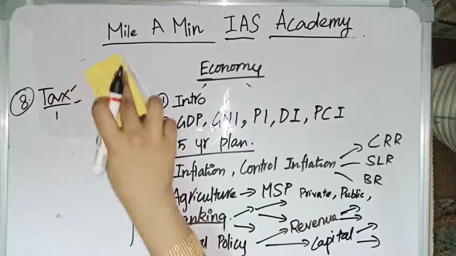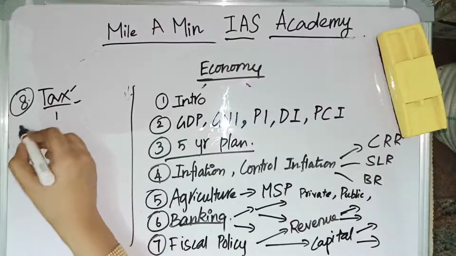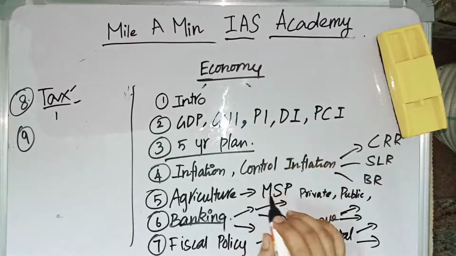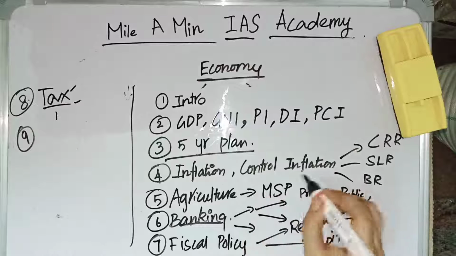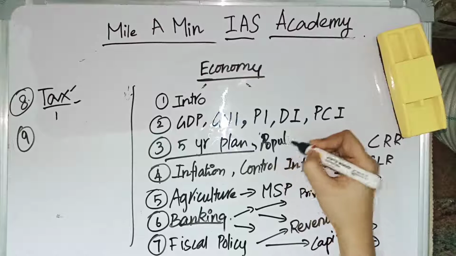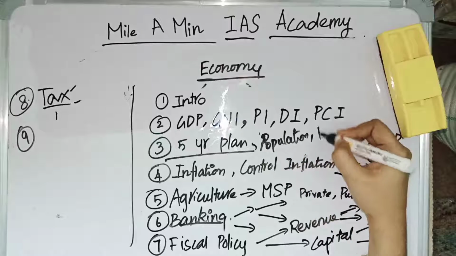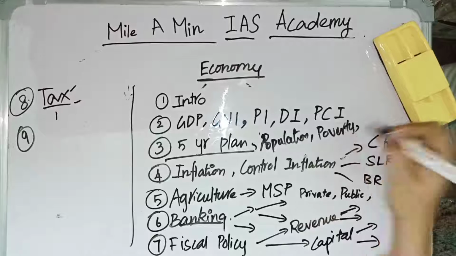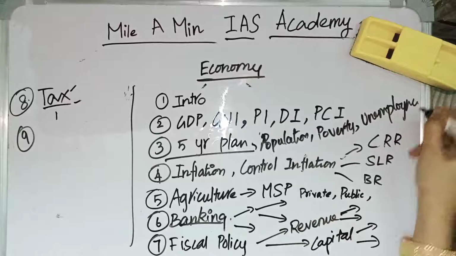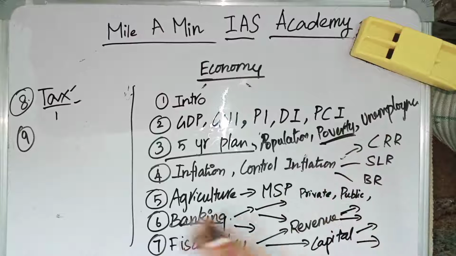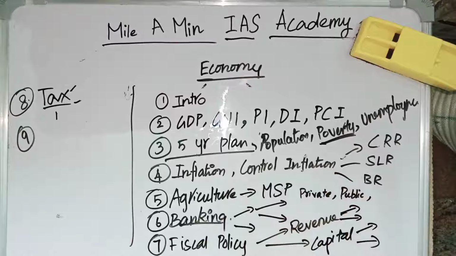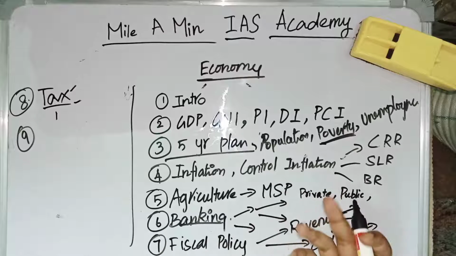And after that, the ninth one, actually after inflation and after the 5-year plan, let us see population, poverty, then unemployment. We should see all those three. So first poverty. Relating to poverty, there are many schemes and we estimate poverty. We estimate the poverty line. So how the poverty line is estimated in India, like the Tendulkar committee, Rangarajan committee.